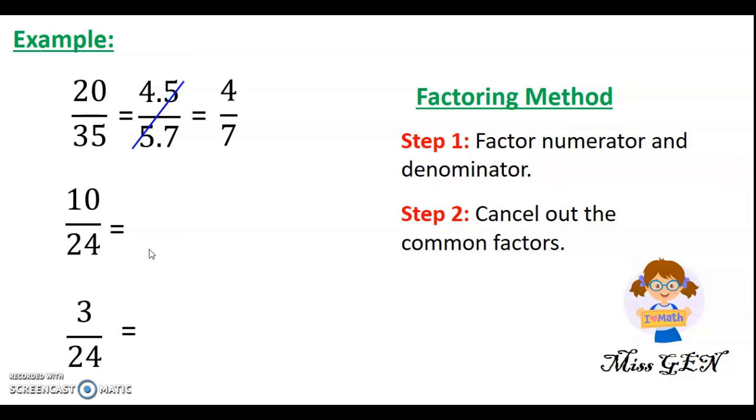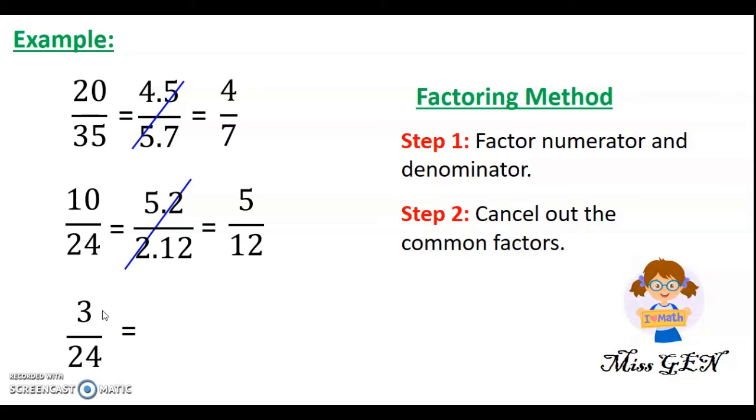10 over 24. So step 1, factor numerator and denominator. So our numerator is 10 and the factors are 5 and 2. And for our denominator, which is 24, the factors are 2 and 12. So cancel out 2 and the remaining factors are 5 and 12. So we have our answer, 5 over 12.